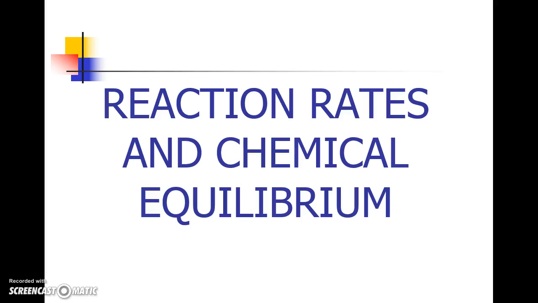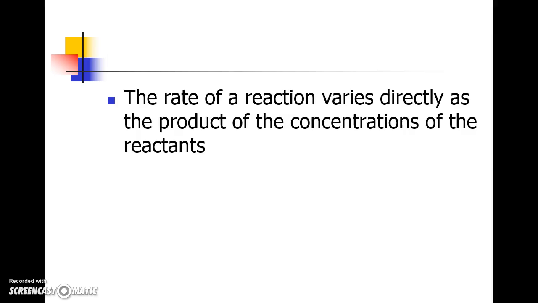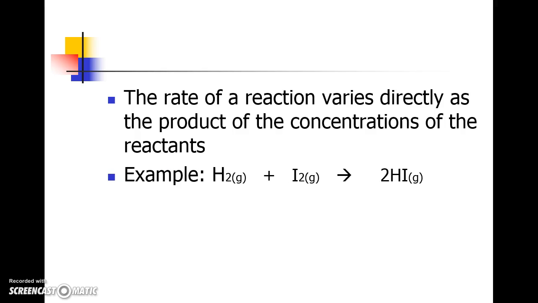For this part of the lesson, we're going to talk about reaction rates and chemical equilibrium. The rate of a reaction varies directly as the product of the concentrations of the reactants. Let's look at that. The rate of the reaction varies directly. It's directly dependent on the product, the multiplication of the concentrations of the reactants.